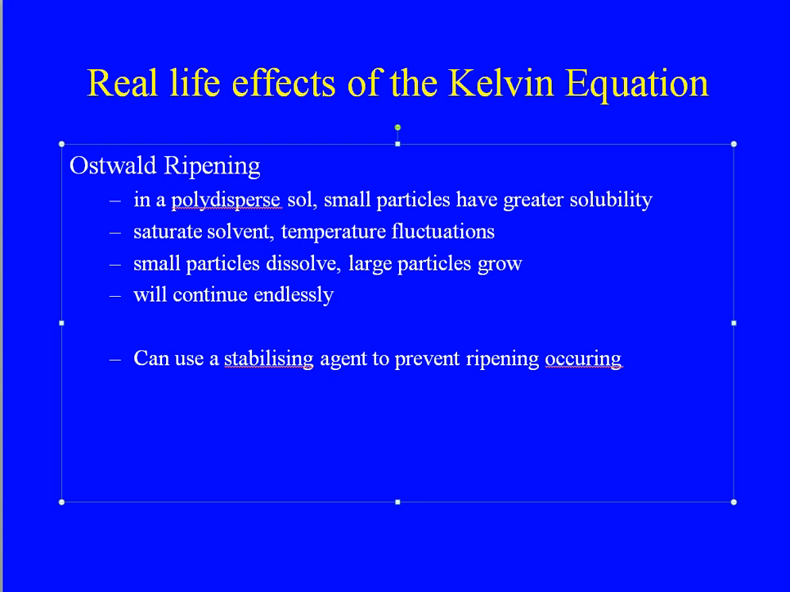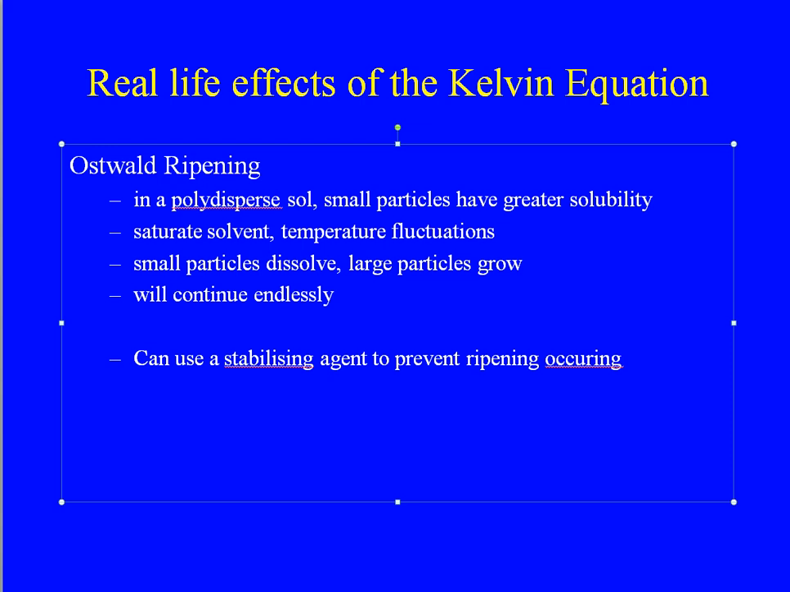Then there's another temperature fluctuation. If the temperature goes up, then you get more dissolution. If the temperature goes down, then you get precipitation. Every time the temperature even very slightly increases, the particles dissolve so that the solvent remains saturated at that new higher temperature, but the smaller particles dissolve more.